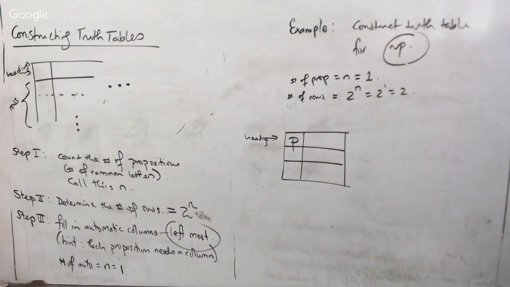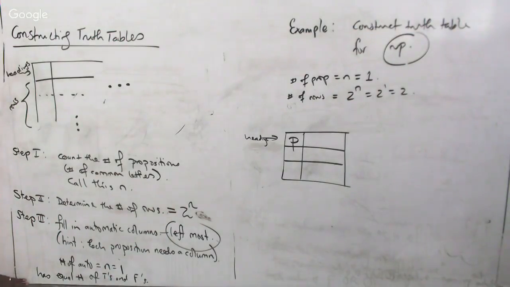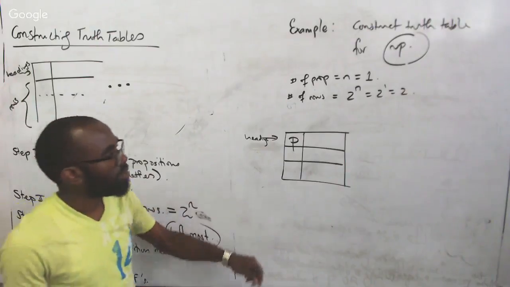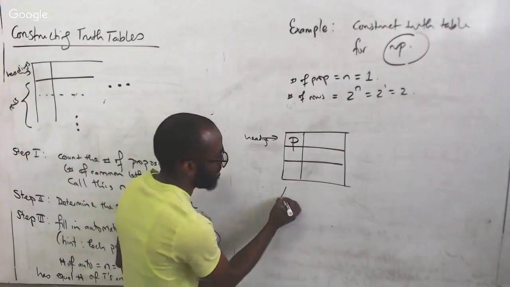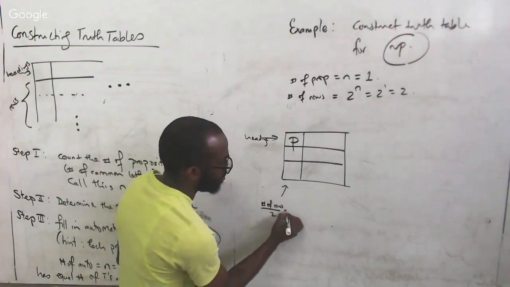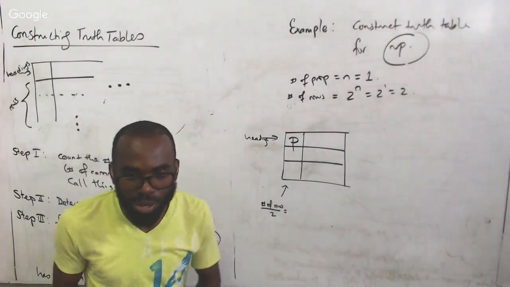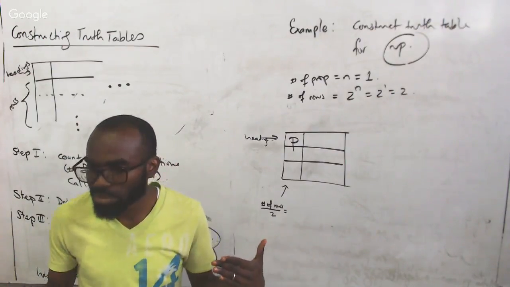And then how do I complete my automatic columns? We need to know how to complete them. Automatic columns have an equal number of T's and F's. Let's figure out how to do it, because we write it in English. So we have 2 rows in total, so I'm going to say number of rows divided by 2. That's what we always do, because if I want an equal number of something, I just split it in 2, because it can only be T and F.